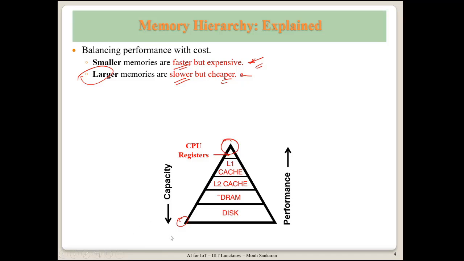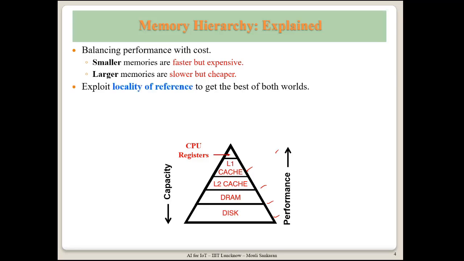The capacity keeps increasing as the memory goes away from the CPU. Performance keeps improving in terms of access time, in terms of faster access, as the memory comes closer to the CPU. So we use different technologies for different levels of memory so that they match the requirements of this hierarchy. Now, how does it help us in achieving the performance goals? Let us see that.